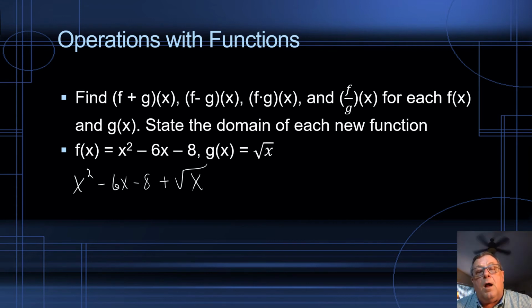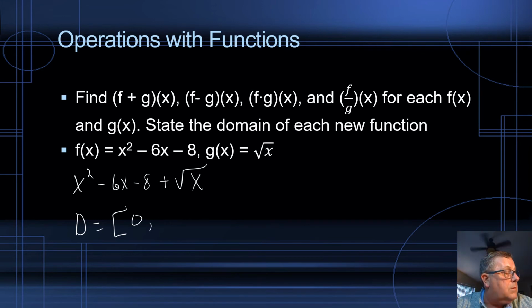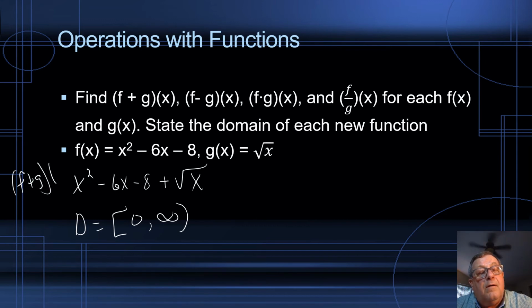Well, what can my domain not equal? It can't be a negative number, can it? Well, it could be 0. So then I could say that my domain must be equal to 0, and I can include 0. So I need to put a bracket 0 out to infinity. And we always designate infinity or negative infinity with a parenthesis. So this is f plus g of x.